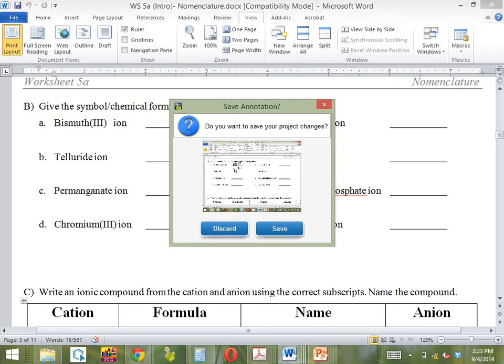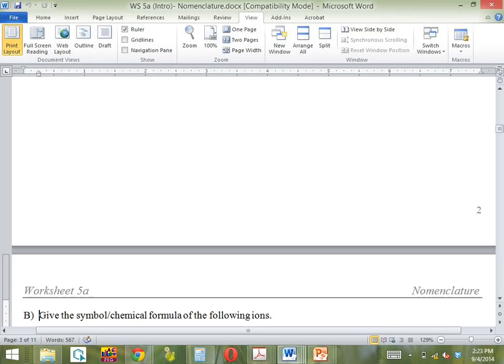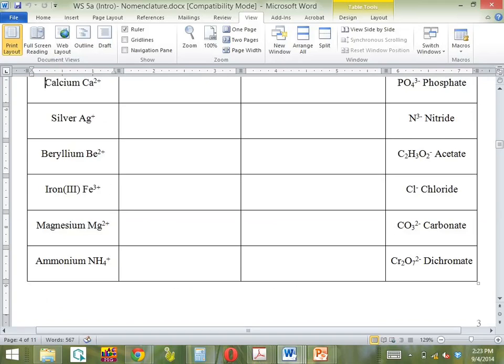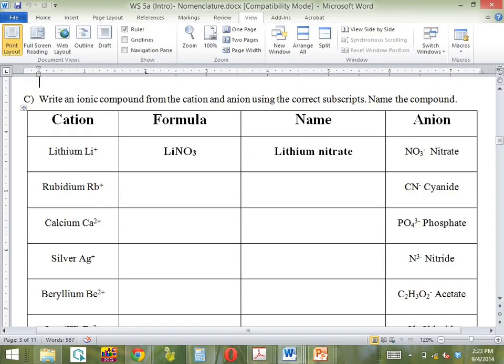So let's see, discard. The next section, part C here, is asking you to write an ionic compound from the cation and anion using the correct subscripts and name the compound. So the first one was done for you, but I'll do the second one. So here we're giving you the name and the formula of each of the ions, the cation and the anion.